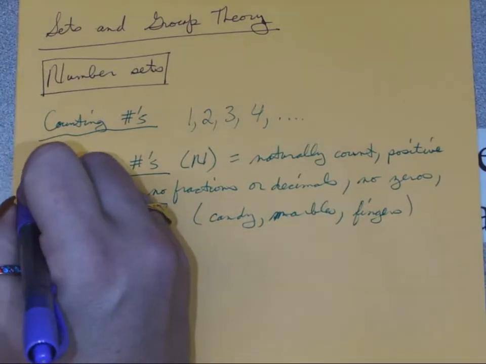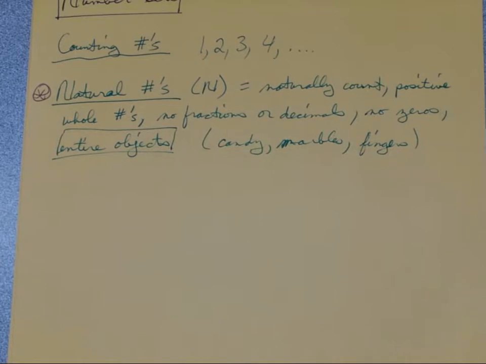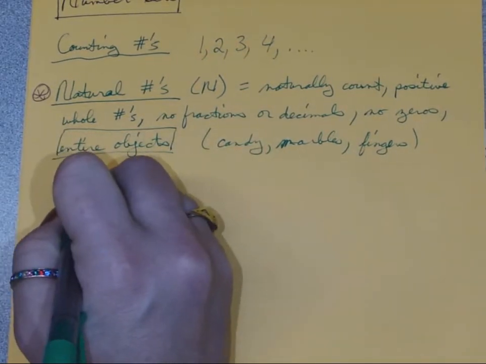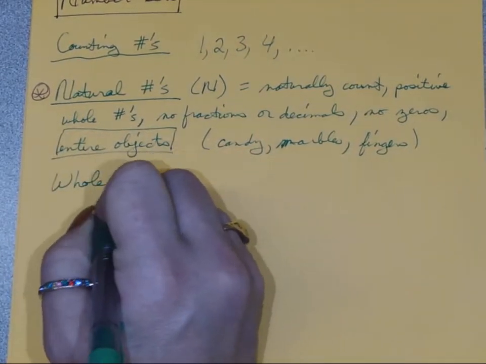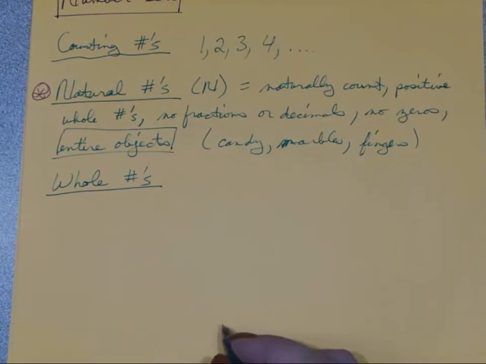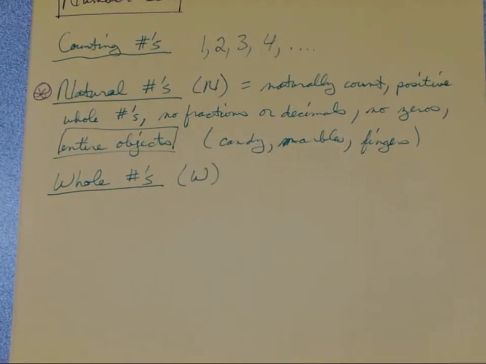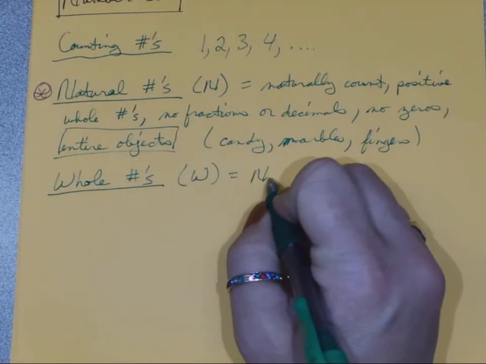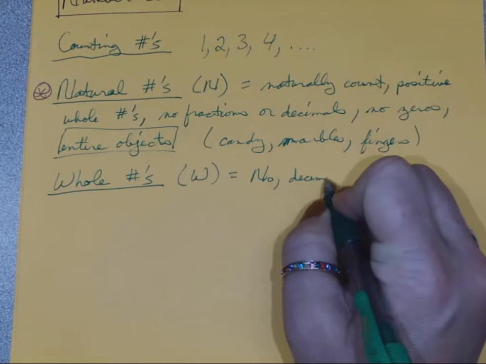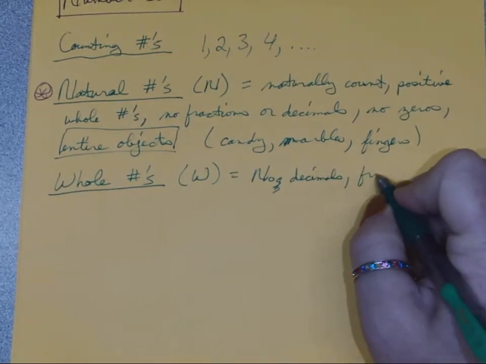Next comes whole numbers. A lot of times I'll tell people to think of that like the word hole, but they just add the W. The letter that mathematicians use to denote that is the W. And again, this is no decimals, no fractions, same as above.